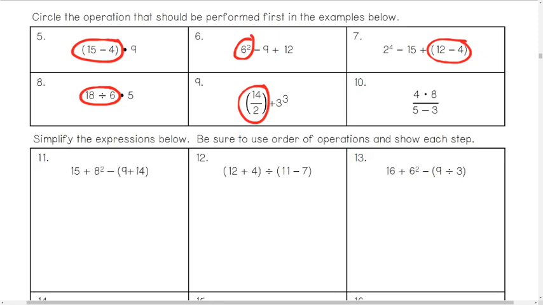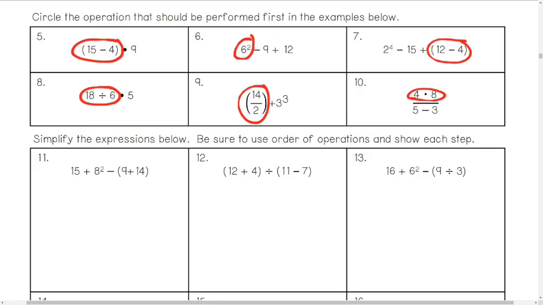And number 10 is meant to be tricky. You'll notice that this is set up to be like a fraction, but even though it's set up to be a fraction, order of operations states that we have to simplify this top part before we can divide by something on the bottom. So our first step would actually be simplifying the top or the bottom. In this case, the first thing that I would do is simplify the 4 times 8 as my first step.